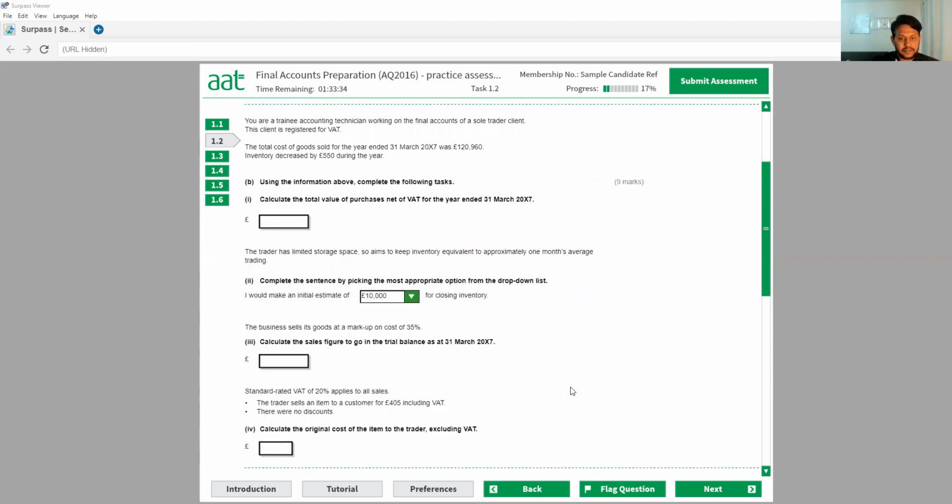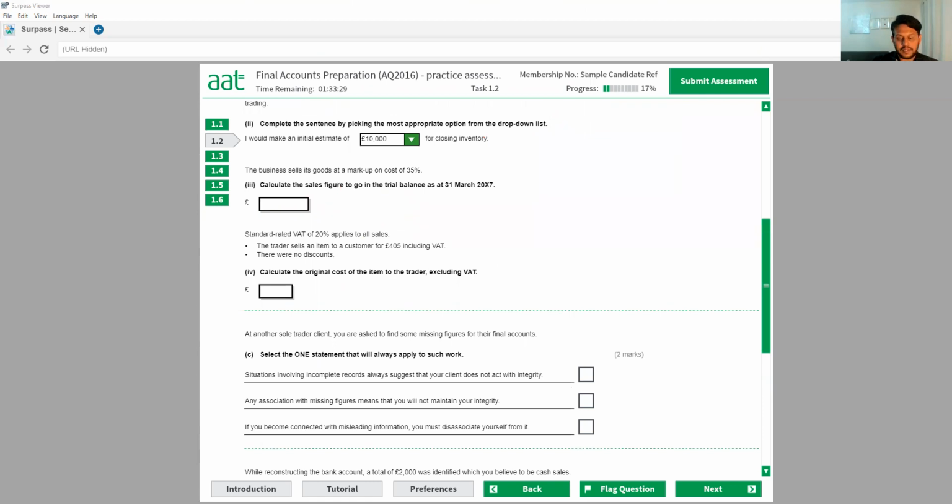Okay, so let's have a look. The next one we have here is that the business sells goods at a markup of 35%. So markup, we always understand, is always on the cost and the margin always on the sales. Calculate the sales figure to go to the trial balance. How much will be the sales?